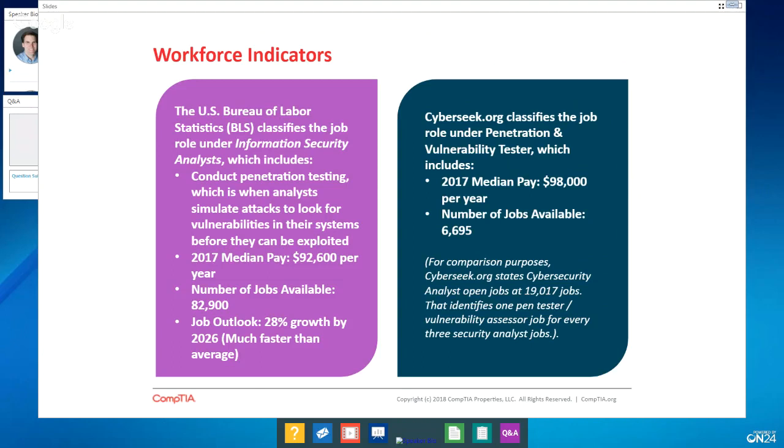If you go to CyberSeek, it actually is based on job roles and job openings in the U.S. by location. So if you go there, you'll see vulnerability tester is one of the categories. I would like to state something, though, as far as comparison purposes go, because there's actually a lot more jobs under security analyst than there are for penetration tester. Penetration tester is really considered a subset of information security analyst. And so for every 3 information security analyst jobs you have, you'll have 1 penetration testing job.